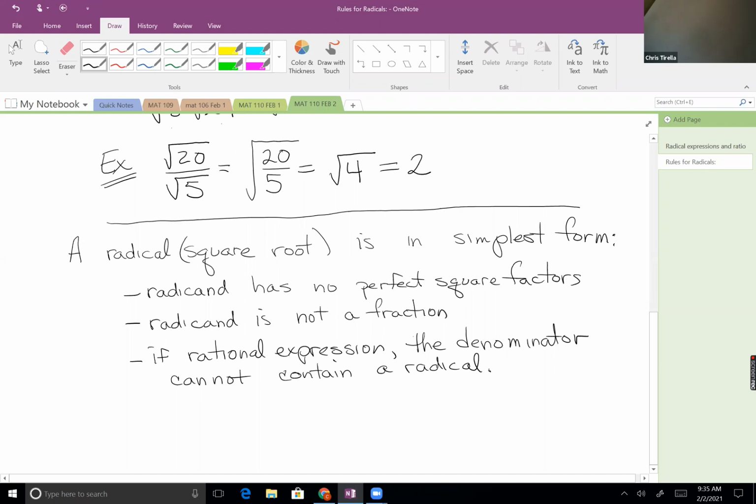And so we're going to spend a little bit of time simplifying radicals. Before we do that, I find it's useful to make a list of perfect squares so we can determine whether we have a perfect square factor or not.